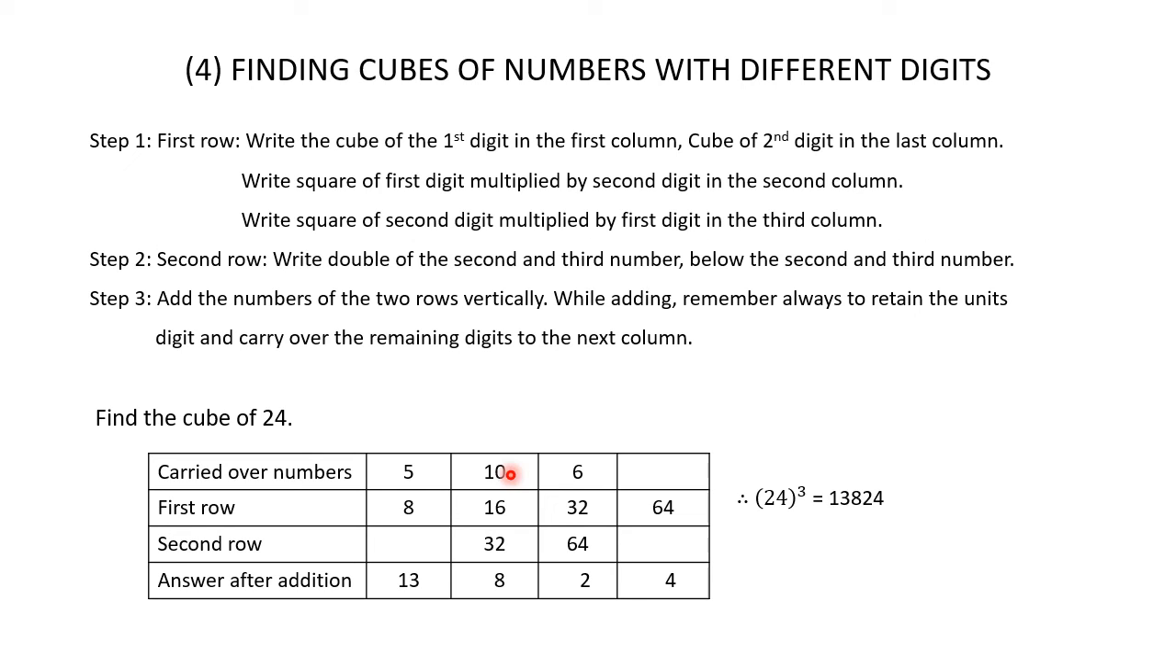10 plus 16 plus 32 is 58. Write 8 in the answer and carry over 5 to the next column. 5 plus 8 is 13. Write 13 as it is in the answer. So finally you have the answer 13824. So 24 cubed is 13824. Hope you have understood this method.